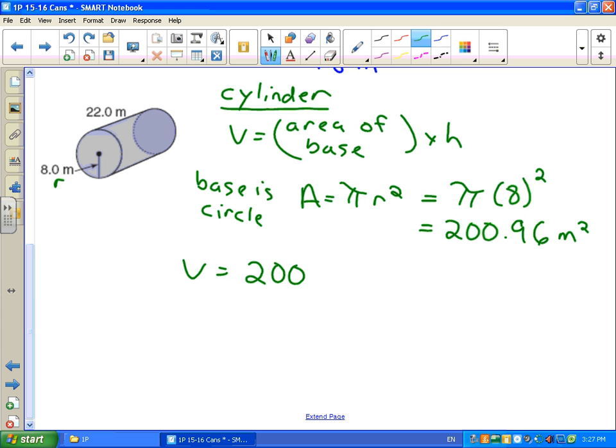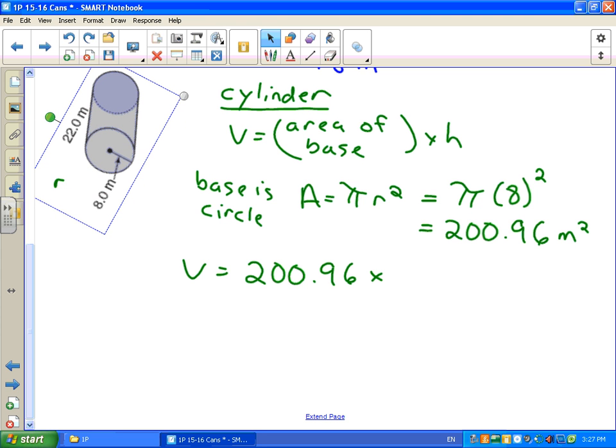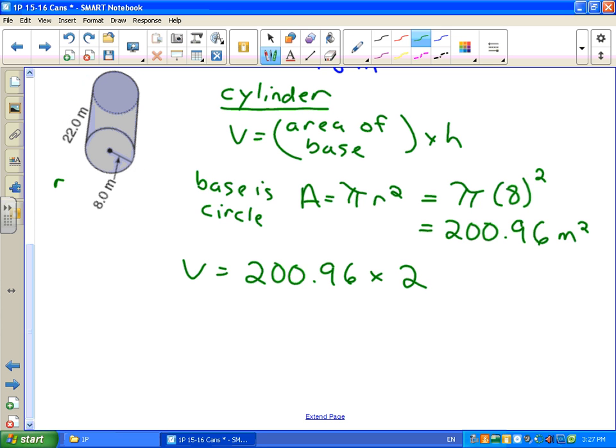Now to get the volume, we're going to do the area of the base times the height. So 200.96 times, what's the height of this thing? Well, again, if we imagine it tipped up on its side, the height is going to be that 22 meters. So we just multiply that out, and we get 4,421.12, and our units are meters cubed. Okay. So there's the volume of our cylinder.